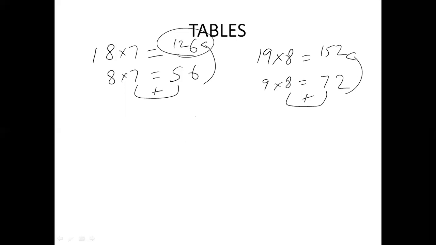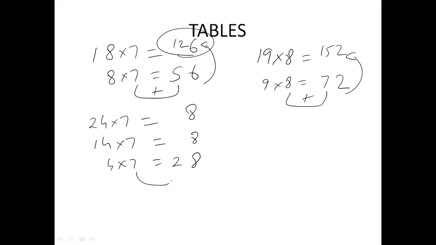This is all. Now, for example, you wanted to calculate 24 into 7. If you don't know, write 14 into 7. Unfortunately, if you don't know, at least we know what is 4 into 7: 28. So copy the unit digit first. Now 7 plus 2, 9. 7 plus 9. This is 168. That is 24 into 7.